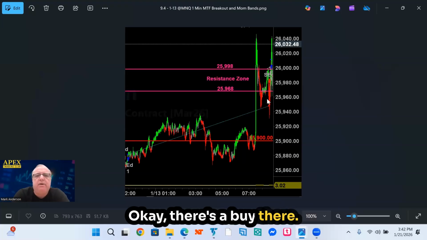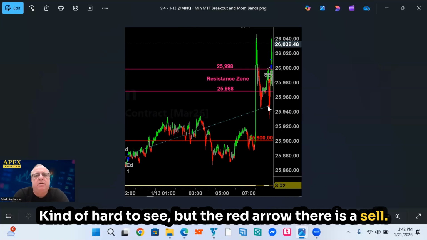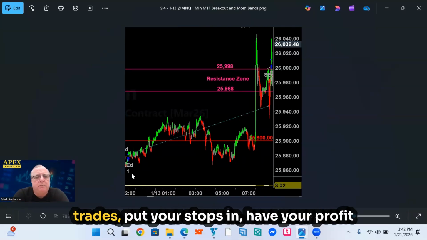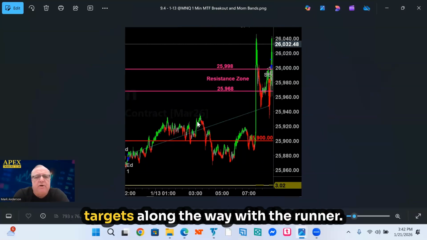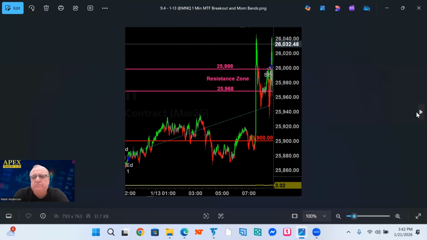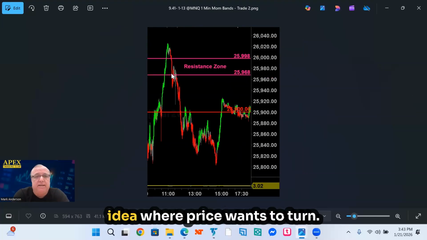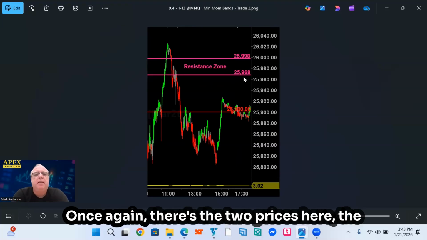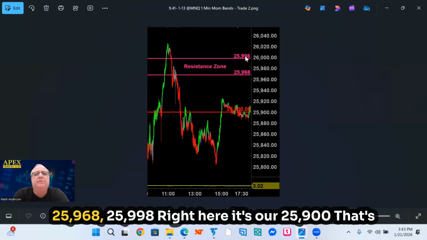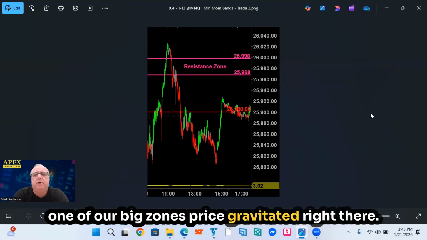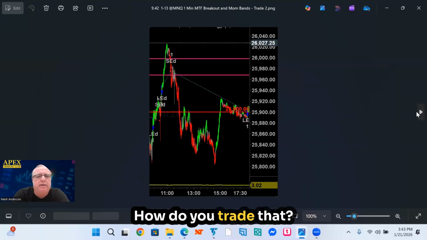Okay, there's a buy there, and we see a red arrow. It's kind of hard to see, but the red arrow there is a sell. We're going to show you how to place trades, put your stops in, have your profit targets along the way with the runner. Here's another one. You can see how it gives you an idea where price wants to turn. Once again, there's the two prices here, the 968, 998. Right here, it's a 25.9. That's one of our big zones. Price gravitated right there. How do you trade that?